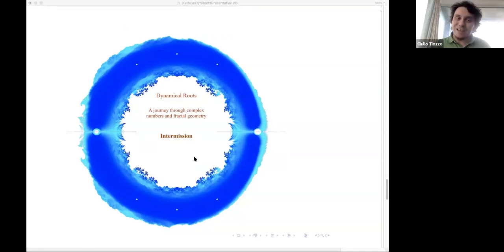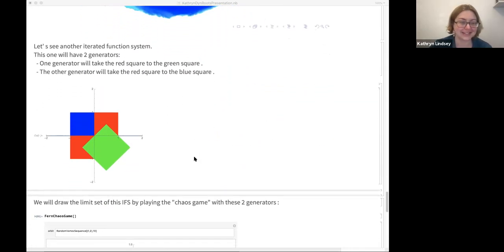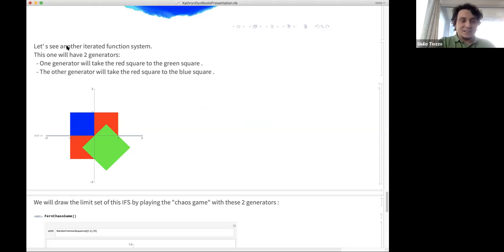Okay. So as promised, we want to see some more iterated function systems. I have one more example and then we'll switch to the third part of the lecture. So here's a different iterated function system. And this one is going to have two generators. And so rather than writing down the formulas for these maps, these functions, I'm showing it pictorially.